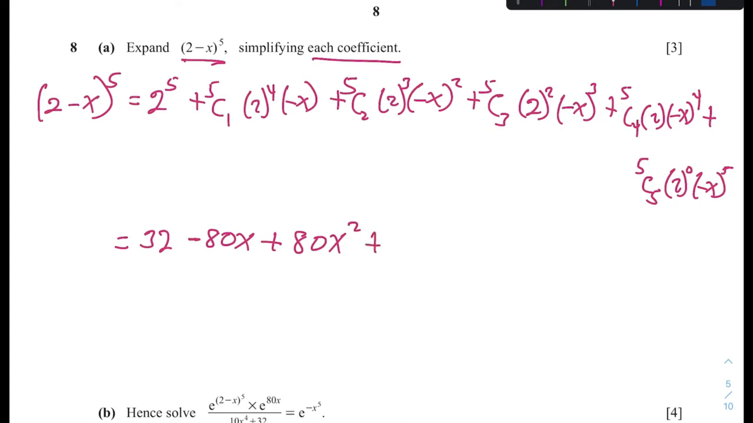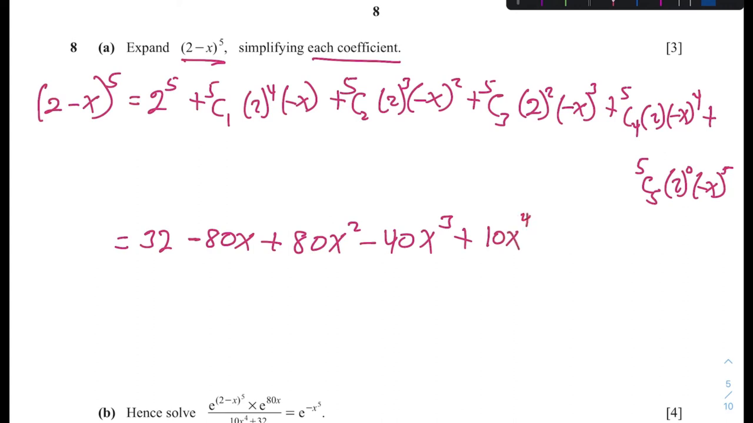Then 5 combination 3 is also 10. We are going to multiply that by 4, and that will be 40. However, be careful. This x is negative and it's a cube. That means that the answer is still negative. So I have negative 40x cubed. Then you have 5 combination 4, which is 5. 5 times 2 is 10. And then you have 10x to the 4th power.